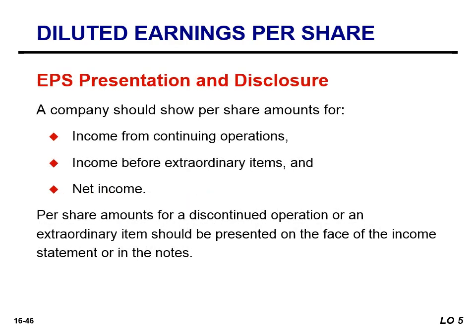For earnings per share presentation and disclosure, the organization has to show per share amounts for income from continuing operations, income from discontinued operations, income before extraordinary items, and net income. Now, these per share amounts for discontinued operations or extraordinary items are presented on the face of the income statement or in your note disclosures. Then, the organization must show earnings per share amounts for all periods presented. And if you have a complex capital structure, you have to provide sufficient note disclosures to adequately explain how those items look on both basic and dilutive earnings per share.